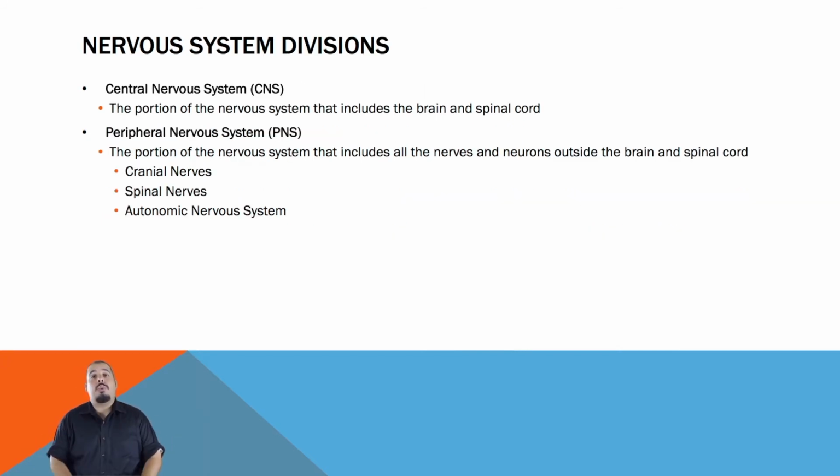Switching to a grander scale, let's discuss the divisions of the nervous system and then break them down. The central nervous system, or CNS, consists of the brain and spinal cord. The brain is the main processing center of the body. It receives its information from the peripheral nervous system, or the PNS.